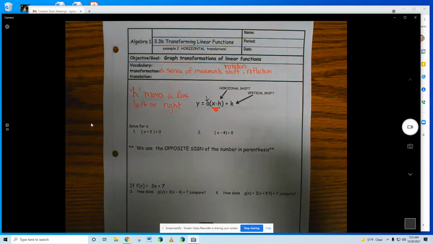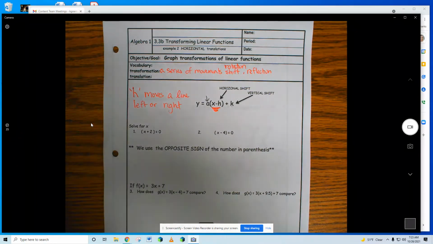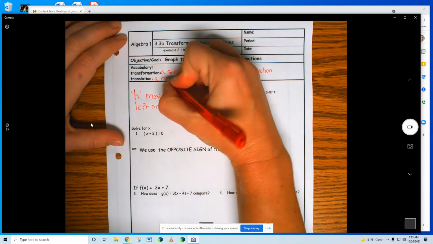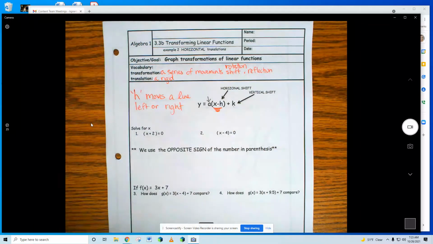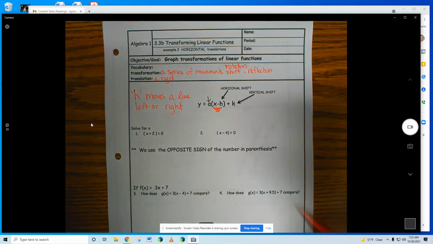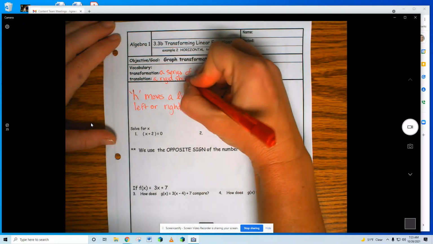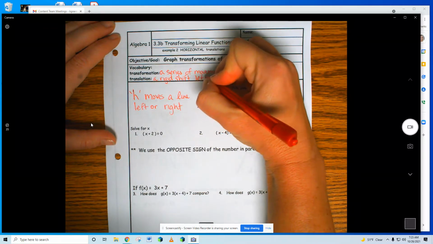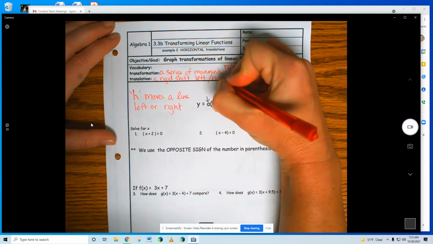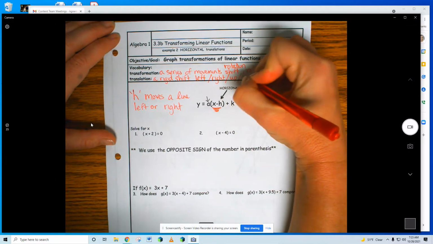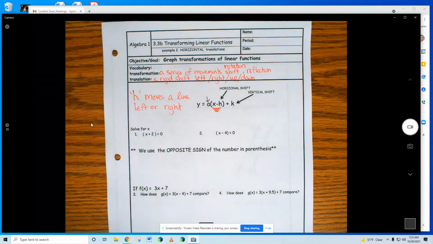A translation is a rigid movement. Rigid means it doesn't like get smaller or bigger. Rigid just means that you just simply shift it. A rigid shift, left or right or up or down. Yesterday we did up and down.